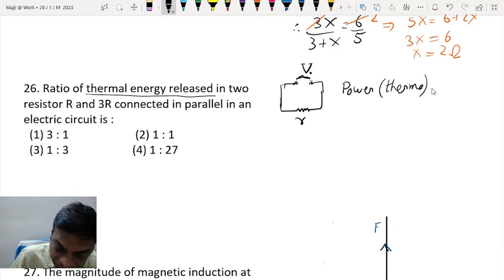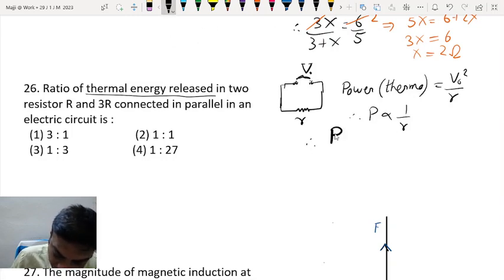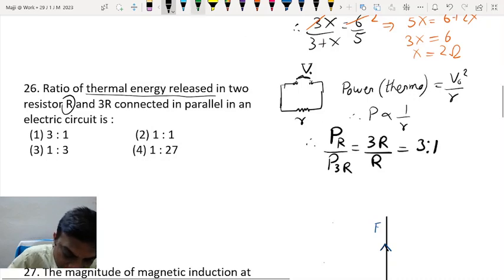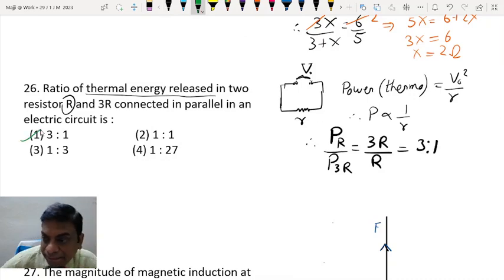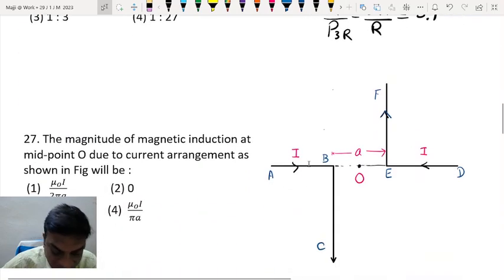Thermal power is given by V naught square by R. So as you can see, that power varies inversely as R. Therefore, power in the R resistor upon power in the 3R resistor will be in the inverse ratio of the resistance, that is 3R is to R, that is 3 is to 1. So the correct option is the first option. Then moving on to the next question.